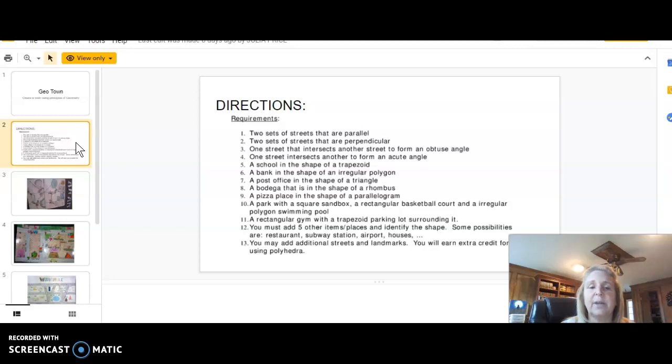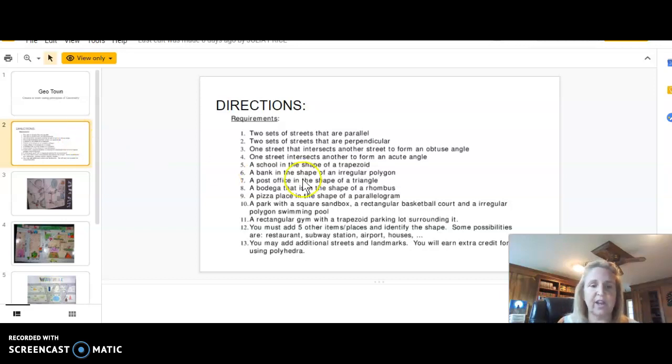Number 9, a pizza place in the shape of a parallelogram. And by the way, a rhombus, remember, a rhombus is like a square. It's got 4 congruent sides, but they're kind of bumped over, so they're kind of tilted, right? They're not 90-degree angles. Number 9, a pizza place in the shape of a parallelogram, 2 pairs of parallel sides. Number 10, a park with a square sandbox, a rectangular basketball court, and an irregular polygon swimming pool. So again, irregular polygon means it's a polygon, so it's a closed shape and it's got straight sides, but the sides don't have to be the same length. Number 11, a rectangular gym with a trapezoid parking lot surrounding it.